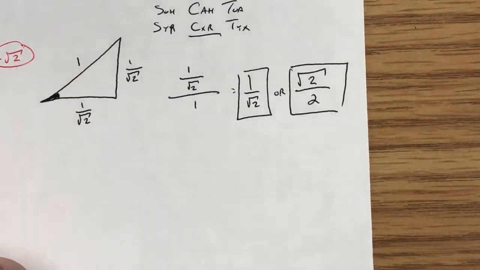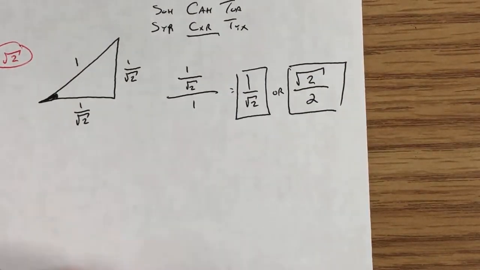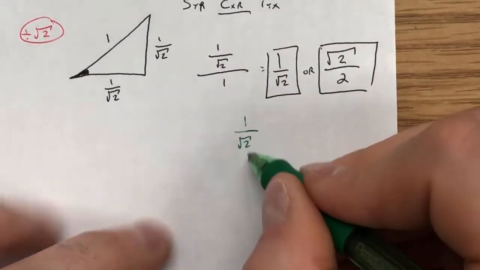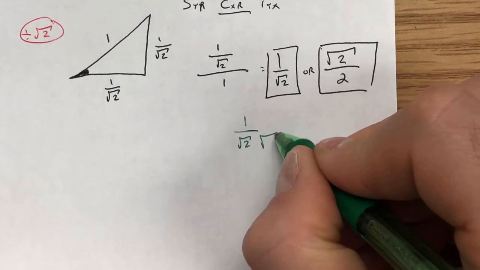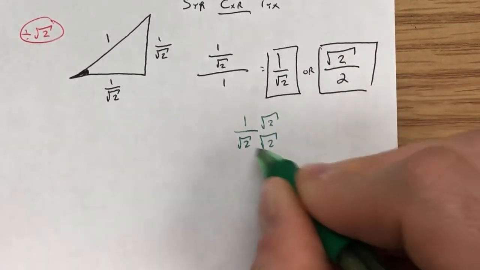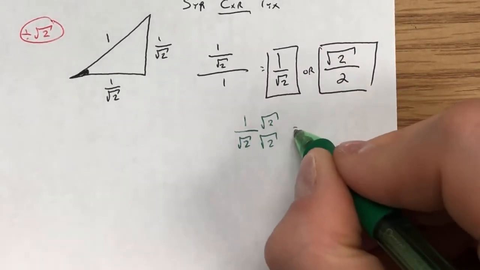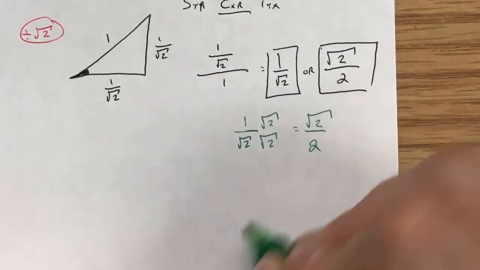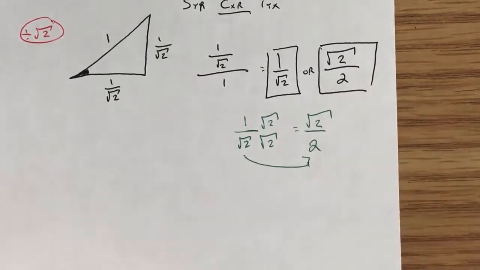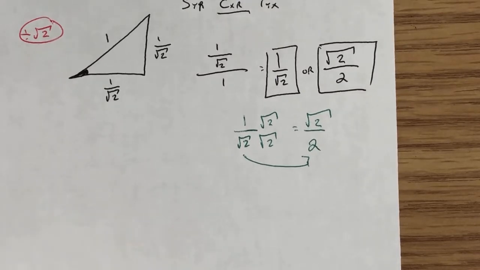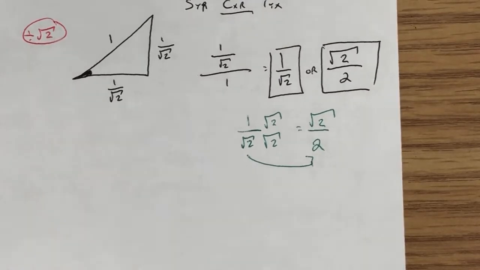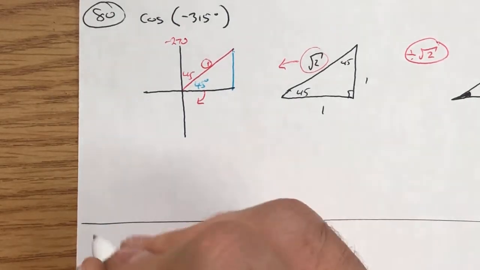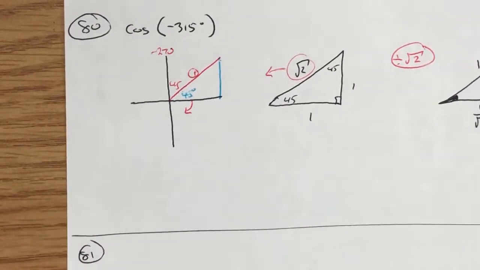And I kind of glanced over this previously. How do I get to that value? Well, I know that 1 over root 2, I cannot have a radical in the bottom. So if I multiply it by another root 2 over root 2, square root times square root is going to give me a 2. 1 times square root of 2 is going to leave me with that in the top. That is how I get from that to that. Okay, so that was number 80. Let's take a quick look at 81.